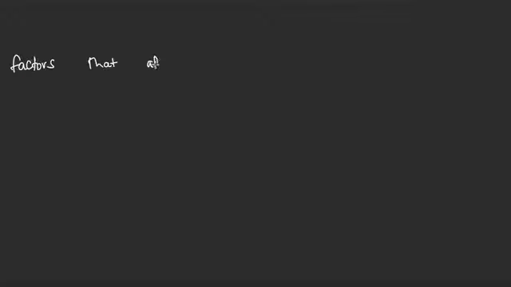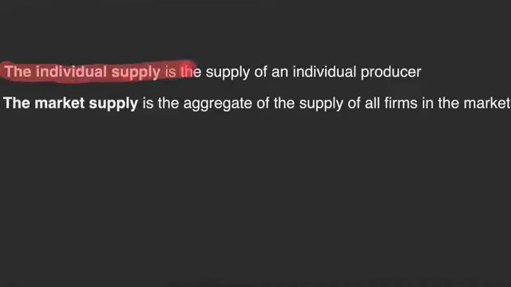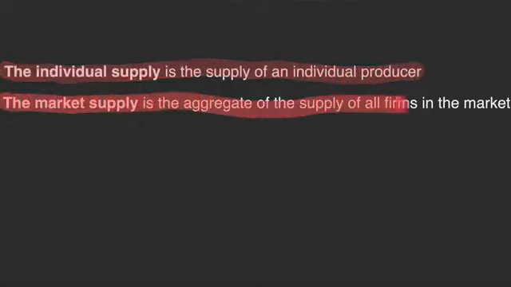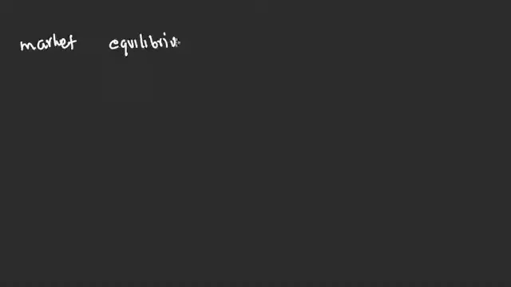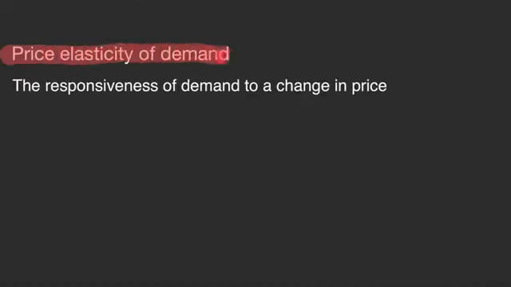The factors that affect supply are cost of factors of production, prices of other goods, global factors, technology advances, and business optimism. The individual supply is the supply of an individual producer. The market supply is the aggregate of supply of all firms in the market. Market equilibrium is when the supply and demand are equal in an economy. Then we have the price elasticity of demand, which is simply the responsiveness of demand to the change in price.